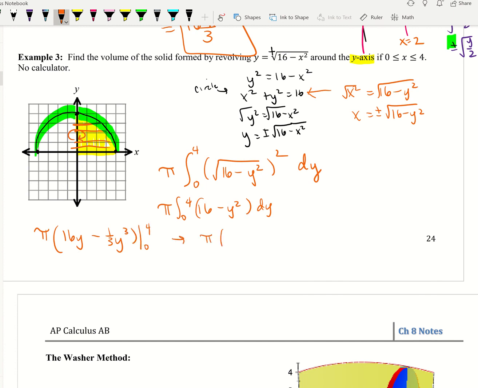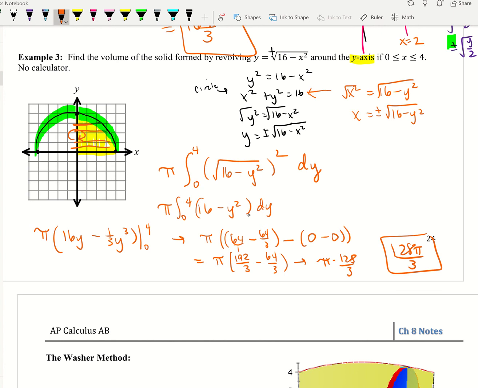So this would be pi times 16 times 4 is 64, minus 4 cubed is 64, but divided by 3, so 64 thirds, minus 0 minus 0. So I'll get pi times, let's see, I do want to get a common denominator here, so I'll just take 64 and multiply it by 3 on the top and bottom to get 192 thirds minus 64 thirds. And when I combine that, this would be pi times 128 thirds, which I think you're going to see more commonly written as 128 pi over 3.